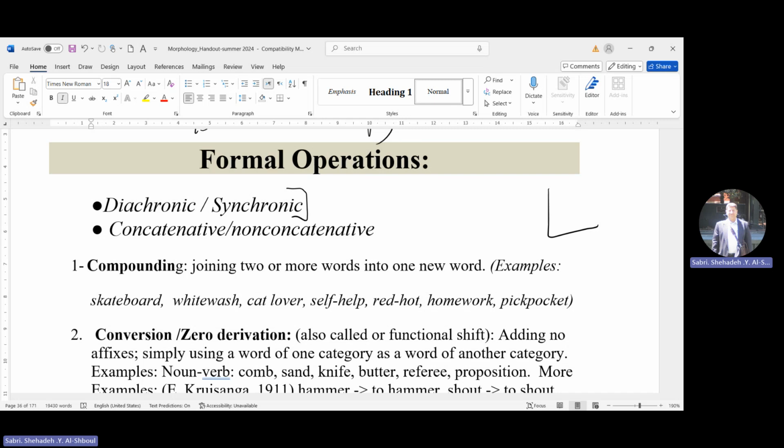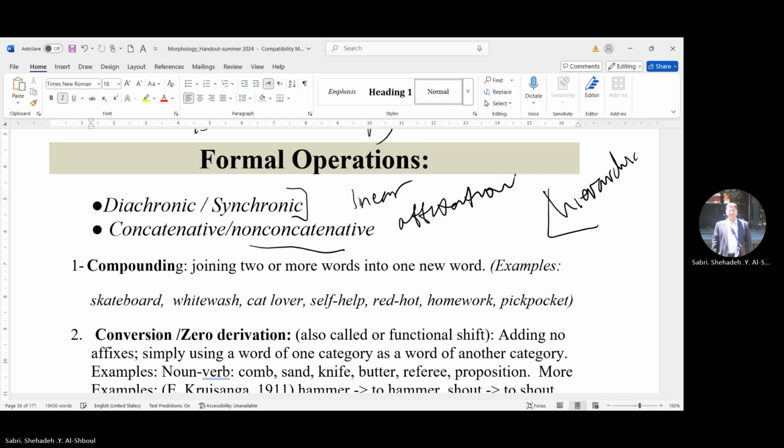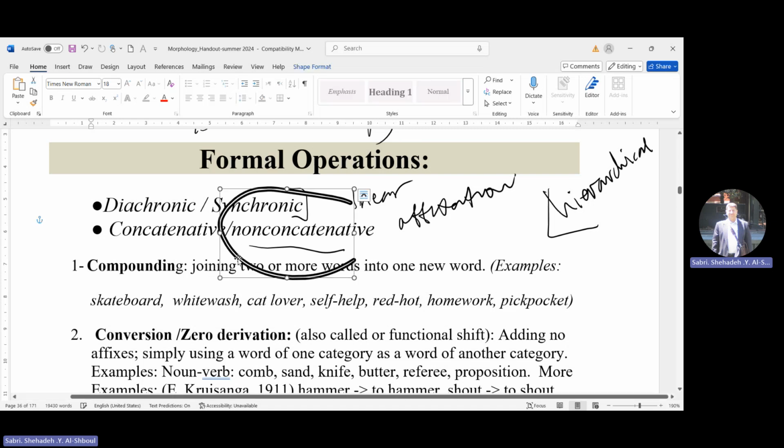Another level of operations is called concatenative and non-concatenative. Simply speaking, when we talk about concatenative, we talk about linear change, where we have a change of affixation in general, whether suffixation, prefixation, and so on and so forth, and non-concatenative, which is called the hierarchical change. With the hierarchical change, we assume that there is a kind of internal change in the vowel system.